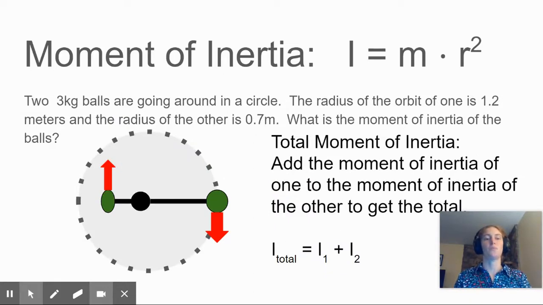But that doesn't work so well when you have balls that are at different places. So I have two 3-kilogram balls. They're going around in a circle. The radius of the orbit of one of them is 1.2 meters, and the radius of the other is 0.7 meters. And I want to know what is the moment of inertia of the balls. So for this one, we're going to have to use the moment of inertia of one ball, figure out what it is, and add it to the moment of inertia of the other ball to find my total moment of inertia. Go ahead and pause and do that, and then resume.